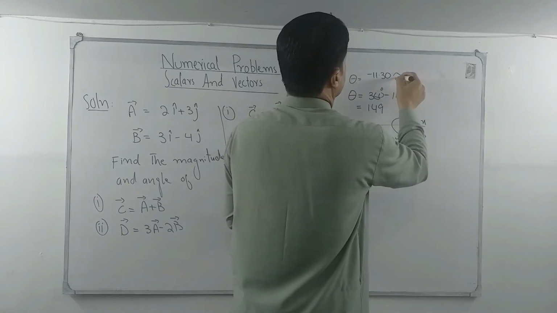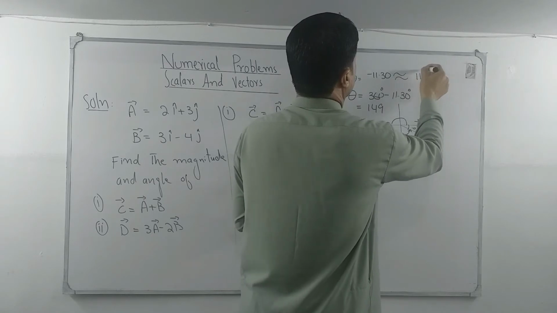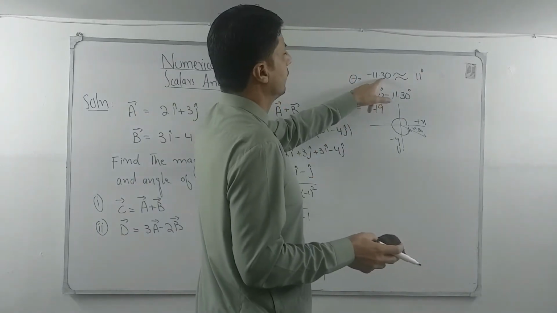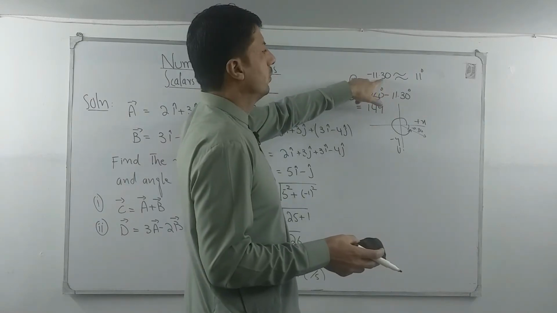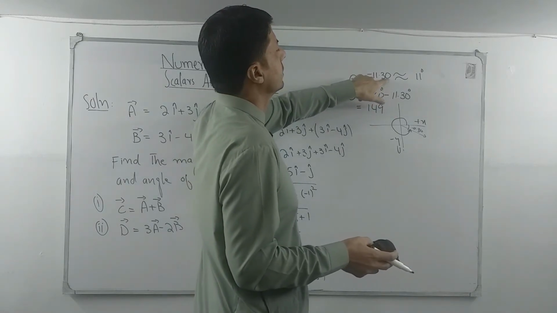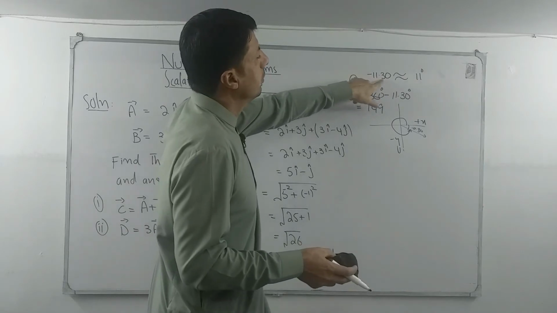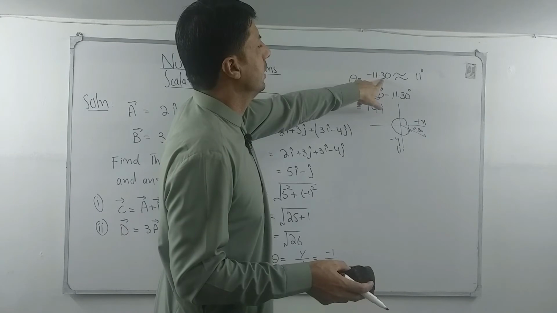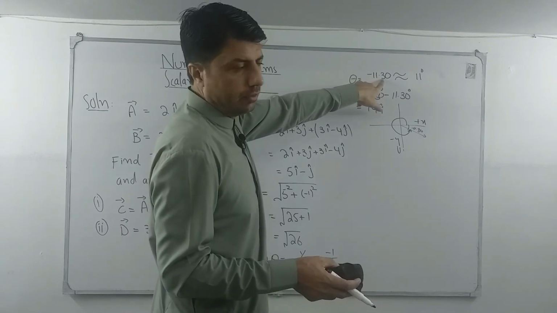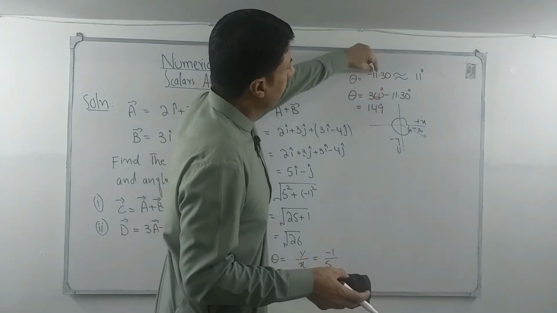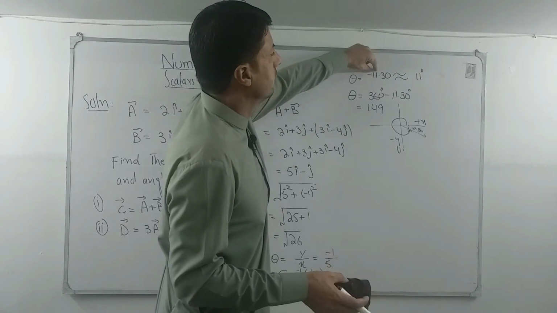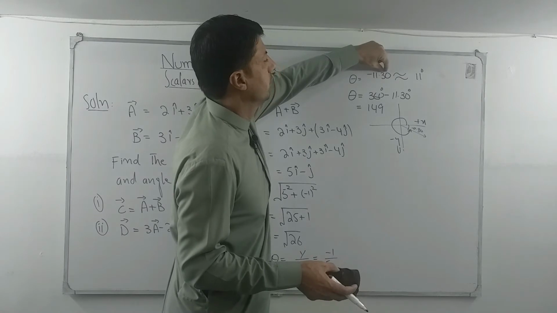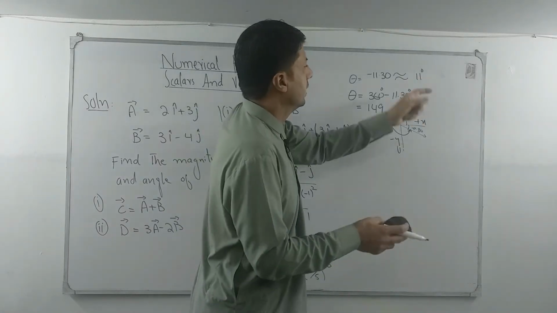We will remove this one, this is approximately equal to 11 degree. Because the fractional part is less than 0.5, we will just round off this into 11 degree, because this 0.3 is less than 5. If it is equal to 0.5 or above, then we will add 1 to this one, and that will become 12 degree. But here it is below 0.5, therefore that will remain minus 11 degree.